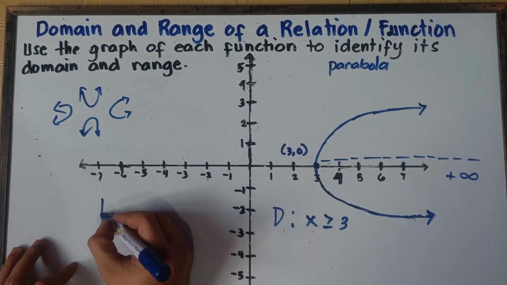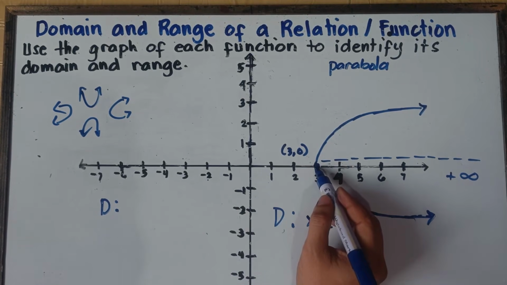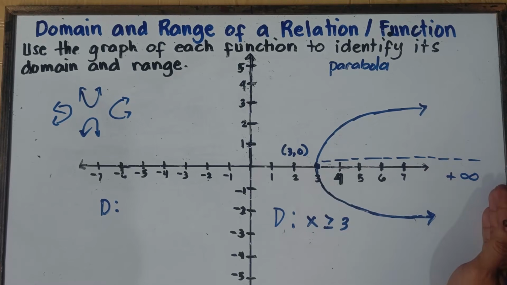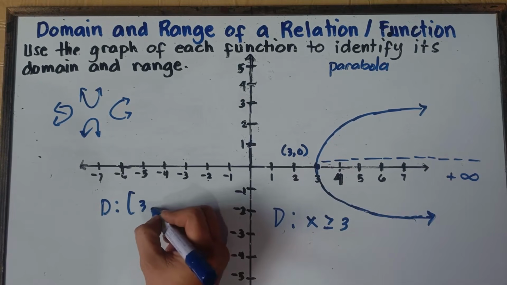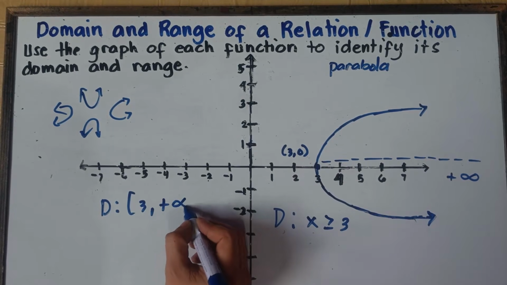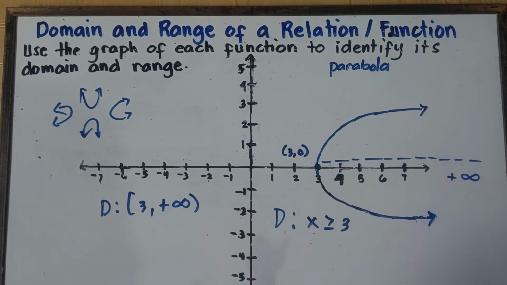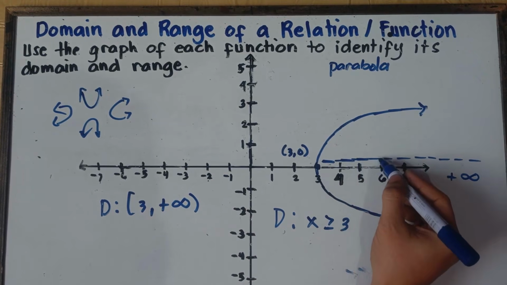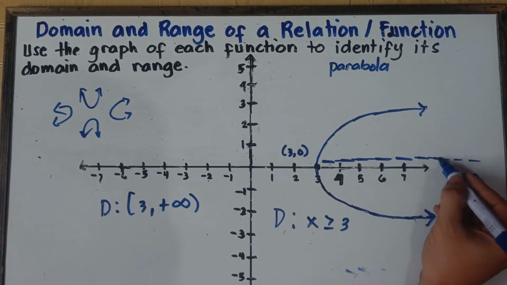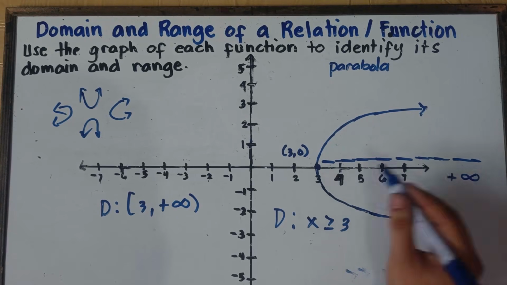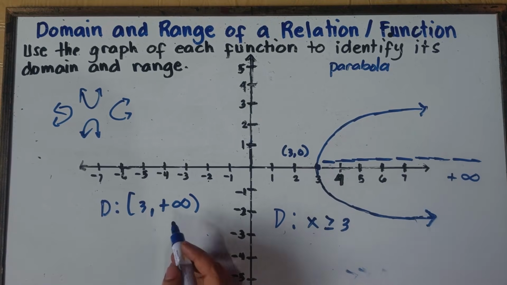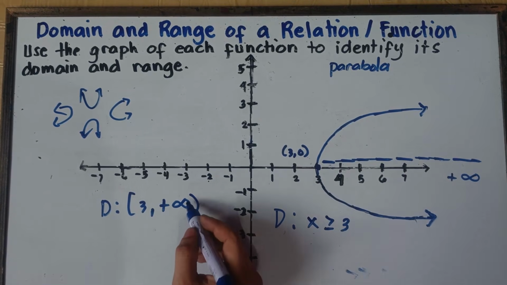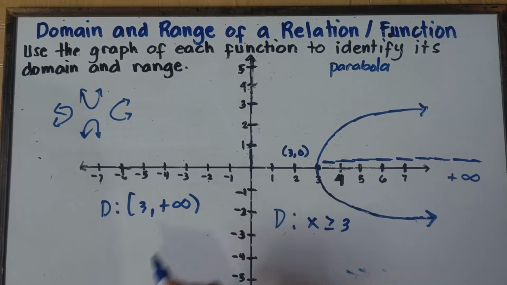You can have this one, domain, that would be positive 3 is included, left to right. So once again, positive 3 is included left to right. So there would be a bracket, positive 3, comma, up to positive infinity, and then parentheses. Now question, sir, why is it positive infinity? Once again, class, because you have an arrow, it means it will extend infinitely. Therefore, the horizontal distance will extend going to the right infinitely. That's why, class, you have positive infinity. For infinity, you always use parentheses.